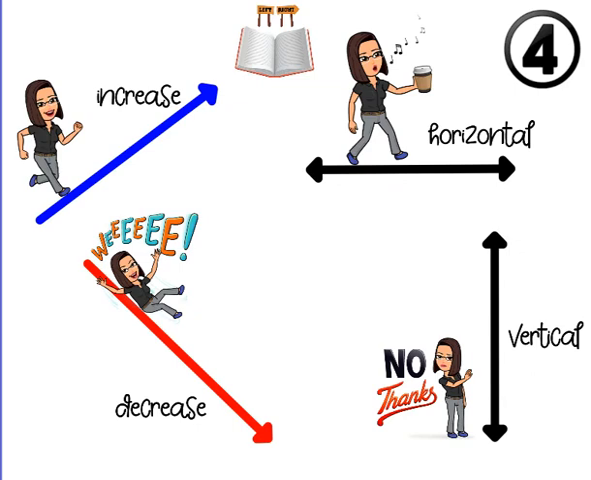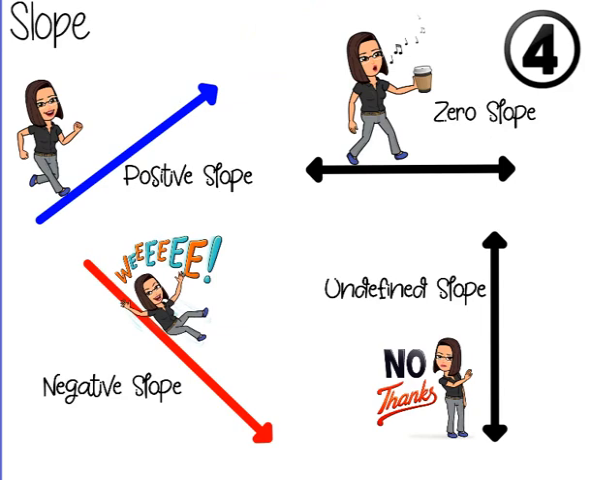But this video is about slope, so let's talk about slope. When lines go up, we say that it has a positive slope. If a line goes down, we say it has a negative slope. If a line is horizontal, we say it has 0 slope. And if it's vertical, no thanks, it's undefined slope.